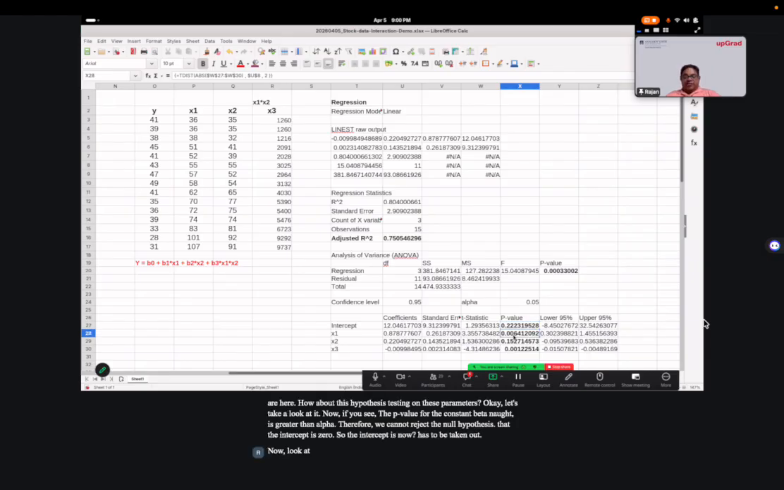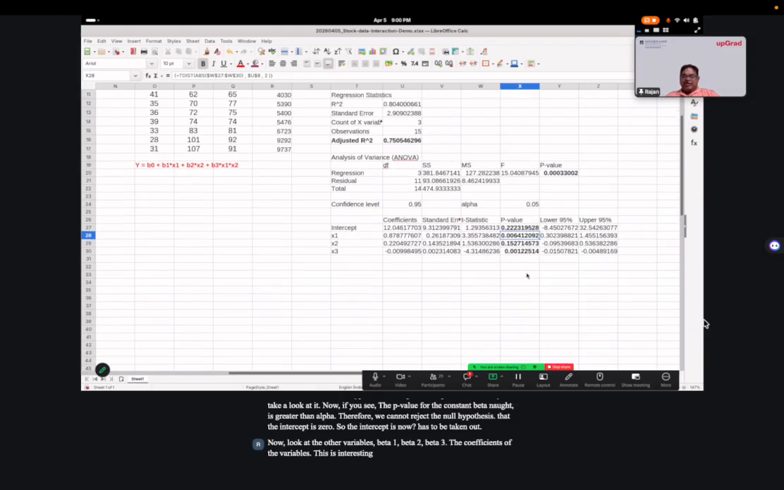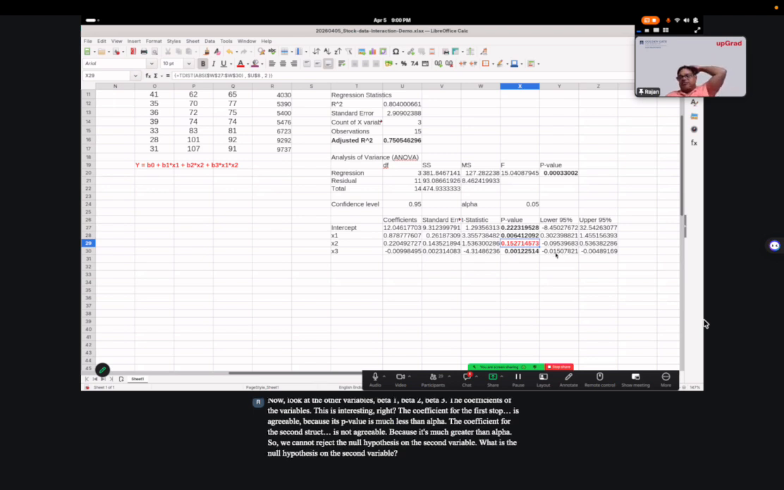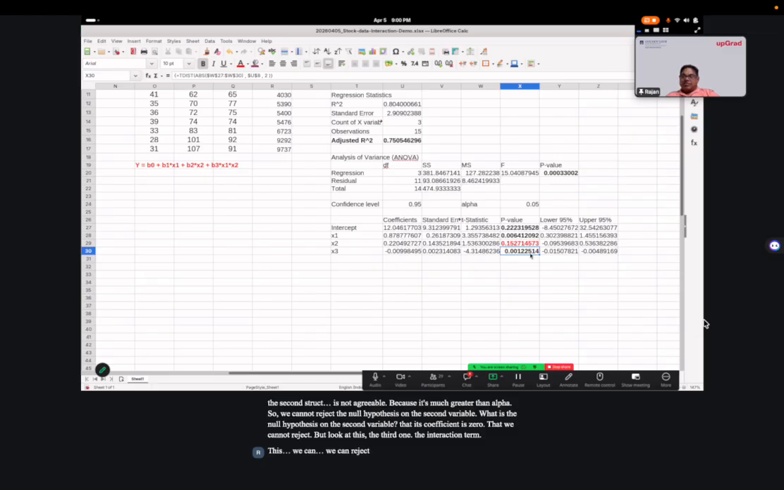Now look at the other variables, beta 1, beta 2, beta 3, the coefficients of the variables. This is interesting, right? The coefficient for the first stock is agreeable because its p-value is much less than alpha. The coefficient for the second stock is not agreeable because it's much greater than alpha. So we cannot reject the null hypothesis on the second variable. What is the null hypothesis on the second variable? That its coefficient is 0. That we cannot reject. But look at this, the third one, the interaction term. This we can reject the null hypothesis.